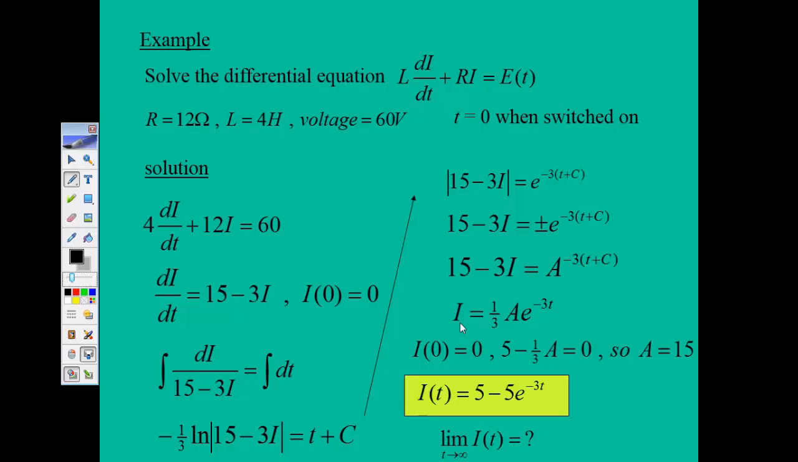The limit of i of t as t goes to infinity: if we took the limit of i of t, e to the negative 3t as t goes to infinity would go to 0, because e to the negative 3t is really 1 all over e to the 3t. So we can see that goes to 0. So we would be left with 5. And we discussed this in a prior video that that limit does equal 5. But now we're showing it analytically.